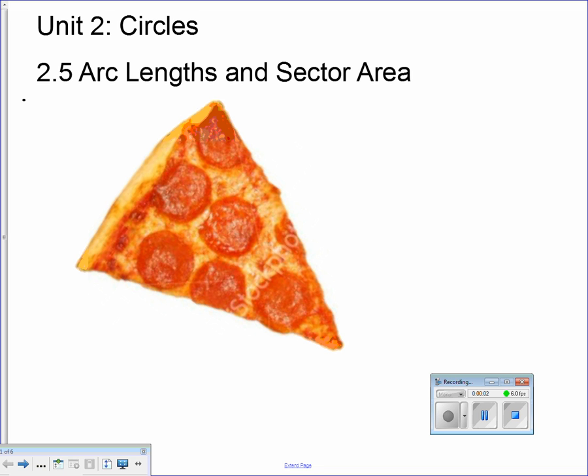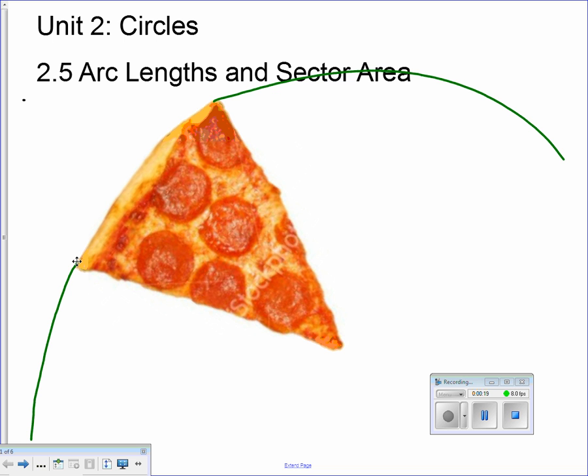Hey everybody, this is Mr. Munson. We're at Unit 2, Circles. We're in concept number 5, and we're looking at arc lengths and sector area. And so if you take a look at this nice piece of pizza, one of my favorite foods, we know that a piece of pizza is just part of a big, huge circle, right?